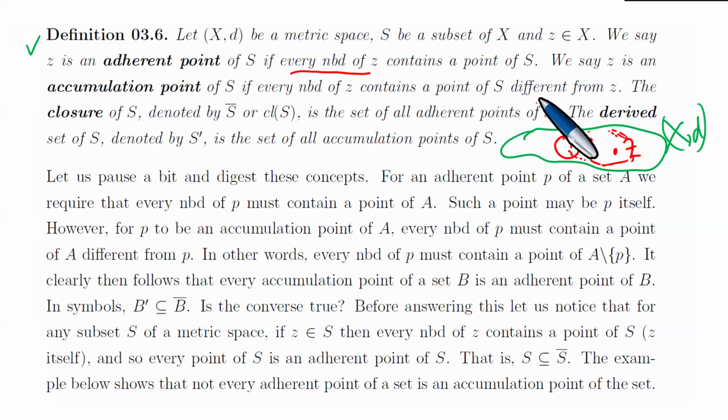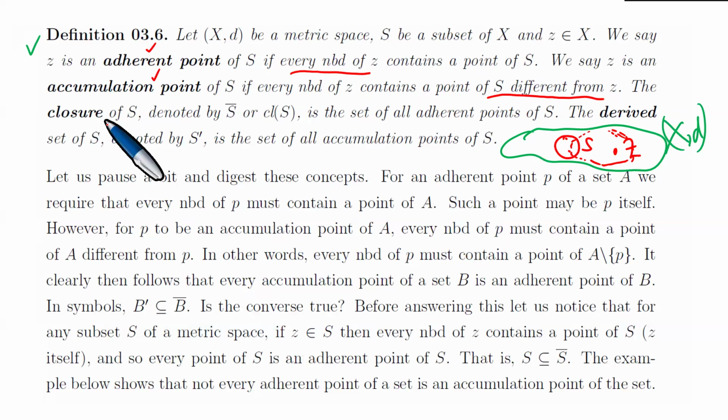We say Z is an accumulation point of S if every neighborhood of Z contains a point of S different from Z. So now, in relation to the adherent point, we have an accumulation point, but for the first time, the point of S must be different from Z. So this is very important. We shall reconcile the two definitions in terms of the difference between an adherent point and an accumulation point.